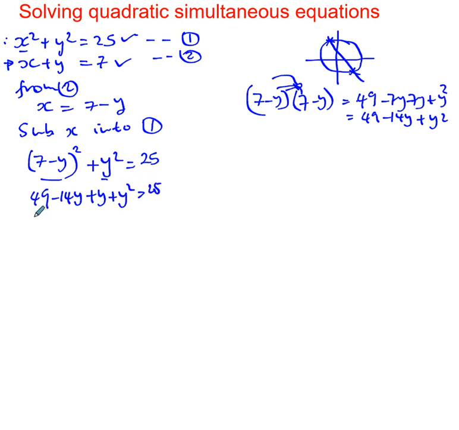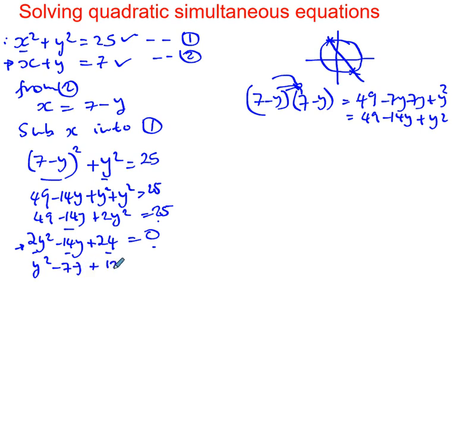Collect like terms, so that's going to give you 49 minus 14y plus 2y squared equals 25. So I can see this is a quadratic equation, so I'm going to rearrange and make one side equal to 0, and I'm going to write the y's first, y squared first. So I've got 2y squared minus 14y. 49 take away 25 will give me 24, so plus 24, and that's going to be equal to 0. Now, because the terms are all even numbers, 2, 14, and 24, I can divide by 2 to eliminate these 2s here. So y squared minus 7y plus 12 equals 0.